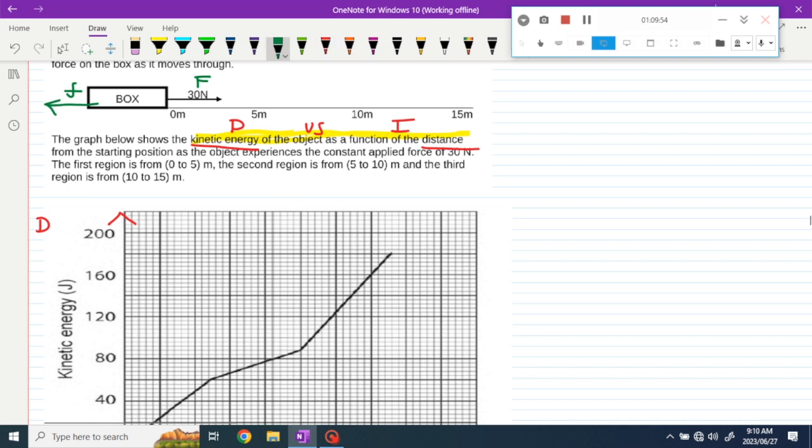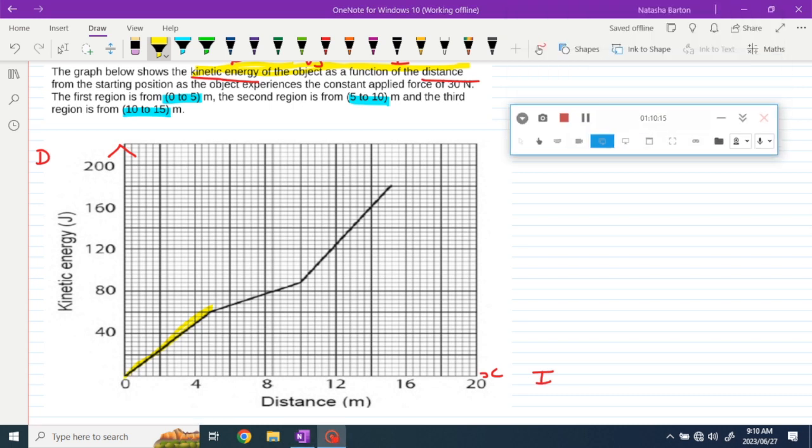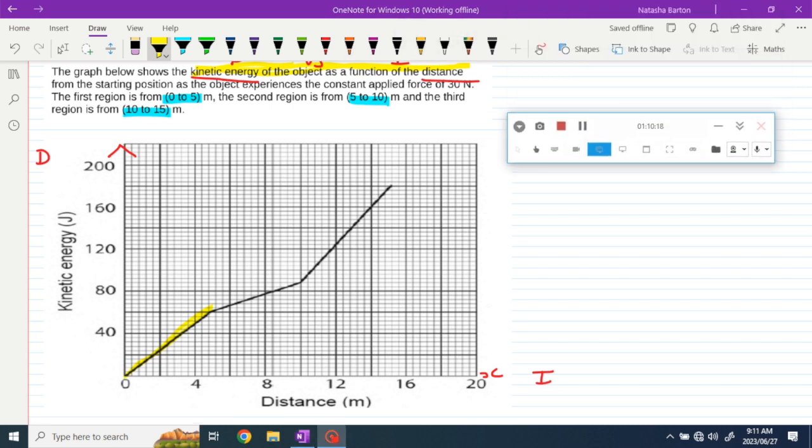Okay, then they go on and they say from the starting point, as the object experiences a constant applied force, the first region is from 0 to 5, second 5 to 10, and third 10 to 15. So looking at this graph, you can see that there are 3 lines with different gradients. This is region number 1. And immediately, based on the information that has been given to us, I'm going to say, you see this point? If I were to draw a line straight down, I'm going to get a number on the x-axis. And what is that number going to be?